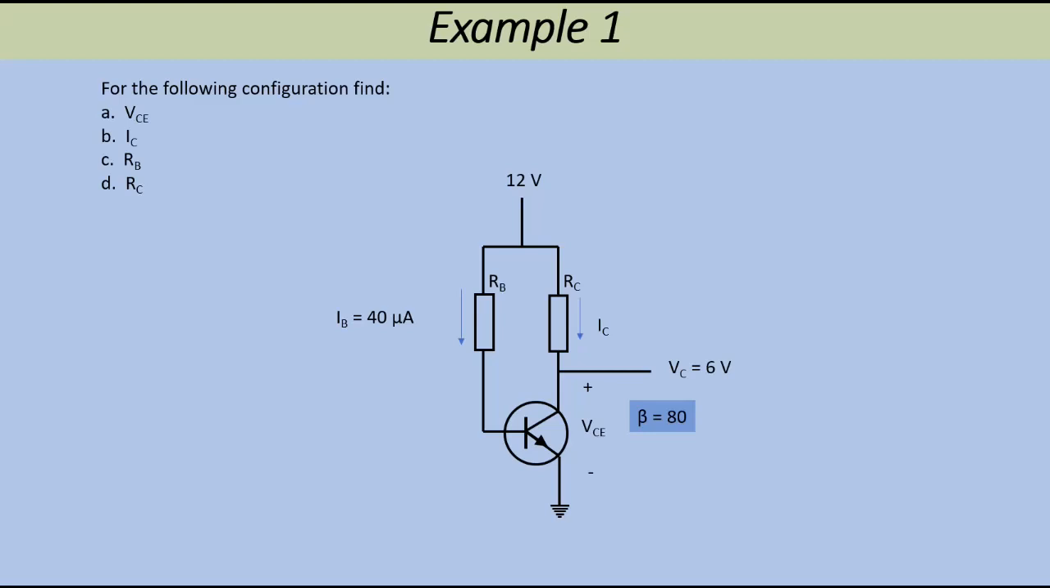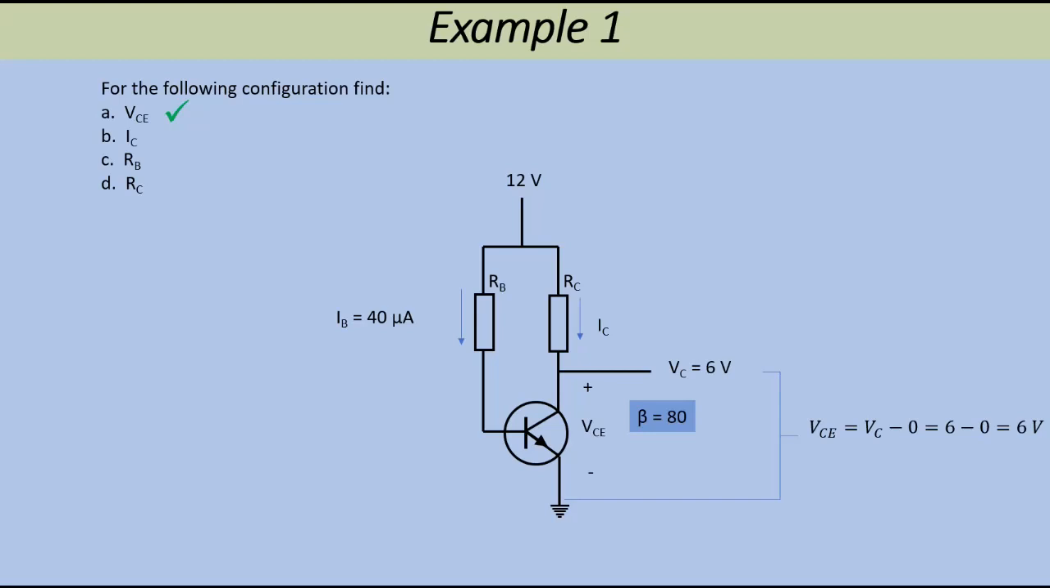We'll begin by reminding ourselves that the voltage between the collector and the emitter is 6 volts. So we can immediately write, because the transistor is grounded, the emitter is at 0 volts. So the collector voltage is 6 volts, and the difference between the two, the collector emitter voltage, is in fact just 6 volts. So the first part is straightforward. Now the collector current is the next thing.